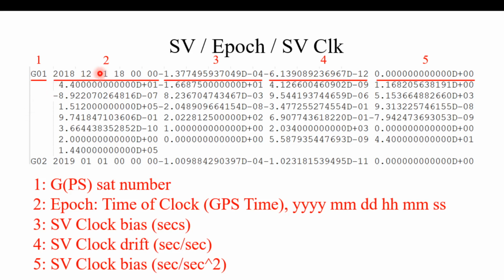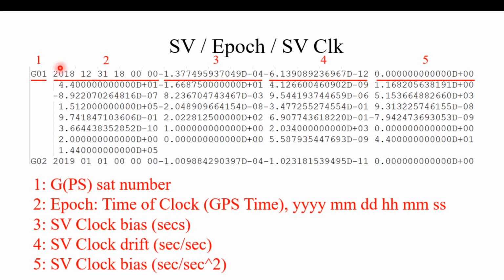What about the second column? In the second column, you can see the time of the clock. This clock is GPS time, be aware. So the GPS system time, in the year, month, day, hour, minute, and seconds structure. In the third, fourth, and fifth lines, you can see the satellite's behavior.